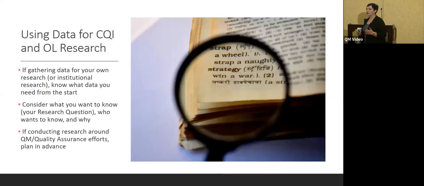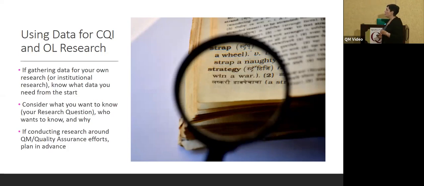So when we're using data for continuous quality improvement, and then also for online learning research or even QM-focused research, some things to consider. Know what data you need from the start. We talked about that already a little bit, right? Maybe you're not doing a full research project, but maybe it's SOTL research, Scholarship of Teaching and Learning, and you are a faculty member looking at information from your own course and your own students, and you really want to utilize that to improve your course, to affect your teaching, to impact your students. Know what data you need. Consider what you want to know. And this may even be formalized as a research question. What do you want to know, right?